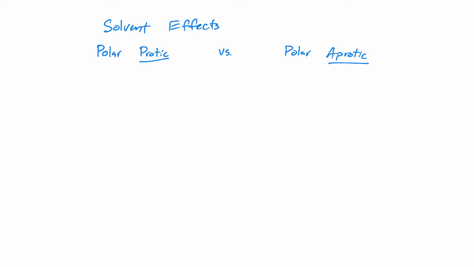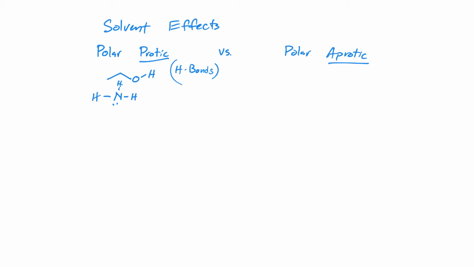Polar protic is a solvent that has an OH bond or an NH bond. Here are two quick examples. Ethanol or ammonia. Basically, they have the ability to hydrogen bond. So if your solvent can do H bonds, you have a polar protic solvent.